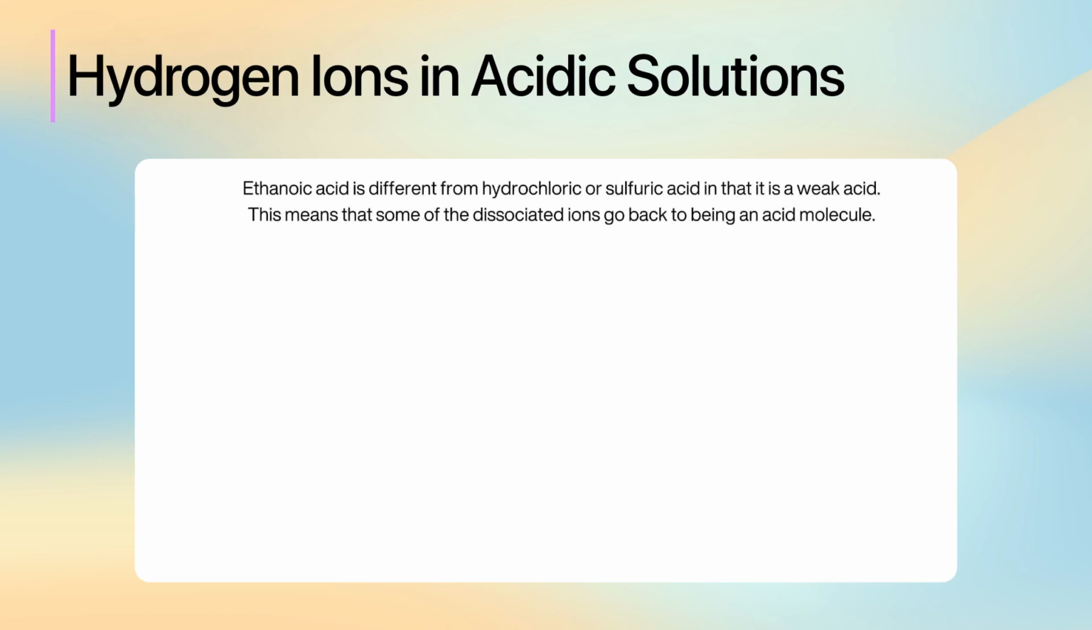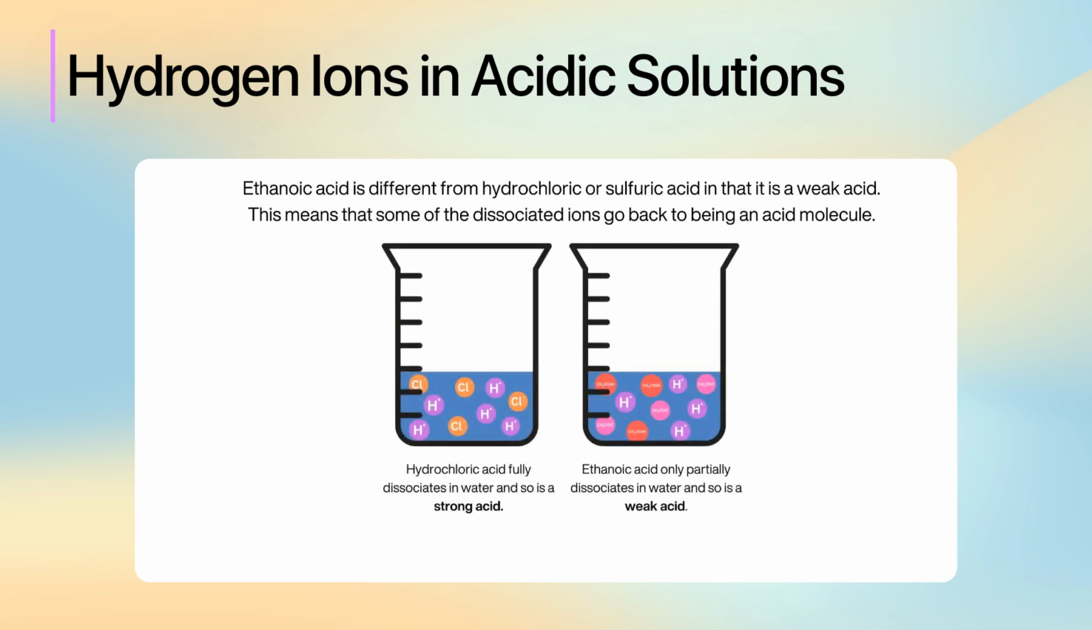However, ethanoic acid is different from hydrochloric or sulphuric acid in that it is a weak acid. What this means is that some of the dissociated ions go back to being an acid molecule. This is denoted by a reversible reaction arrow as shown. We will discuss strong and weak acids in depth in a later lesson.